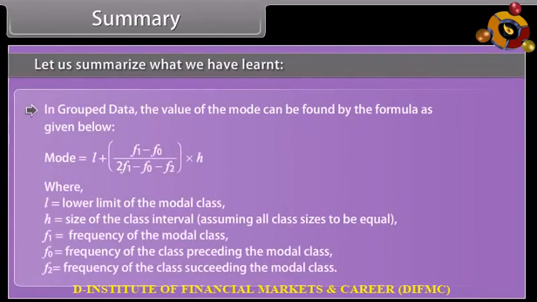In grouped data, the value of the mode can be found by the formula as given. L plus (f1 minus f0) divided by (2f1 minus f0 minus f2) multiplied by h, where L is equal to lower limit of the modal class, h equals size of the class interval, assuming all class sizes to be equal. f1 equals frequency of the modal class, f0 equals frequency of the class preceding the modal class, f2 equals frequency of the class succeeding the modal class.